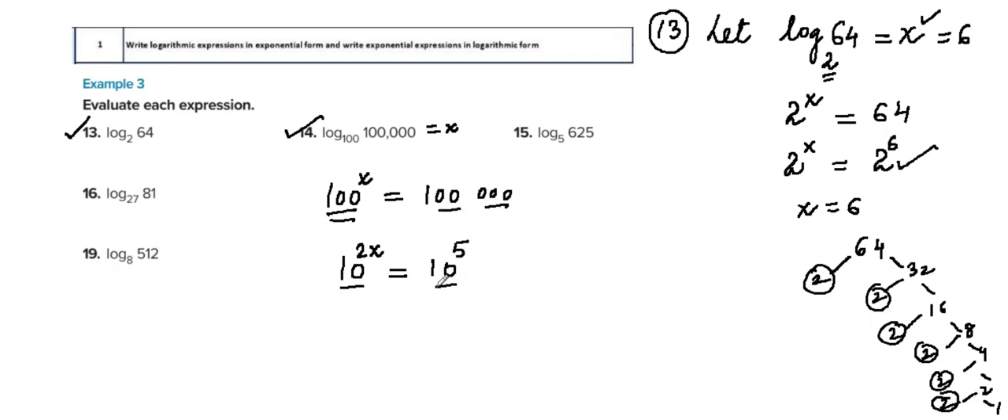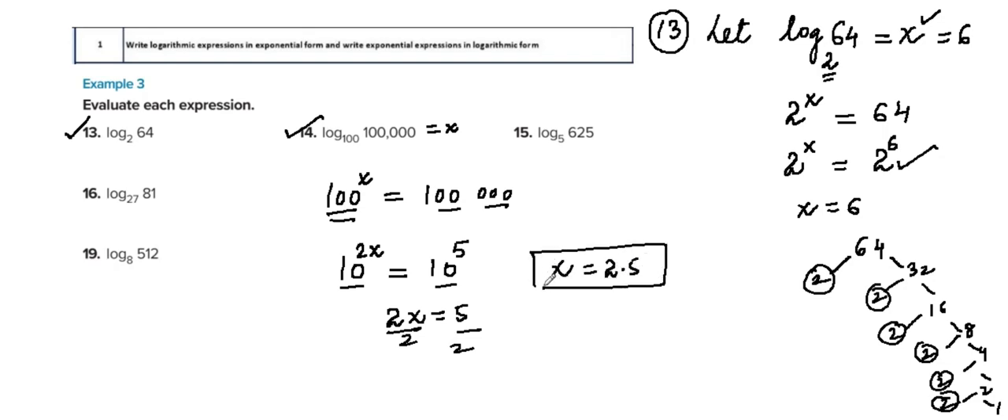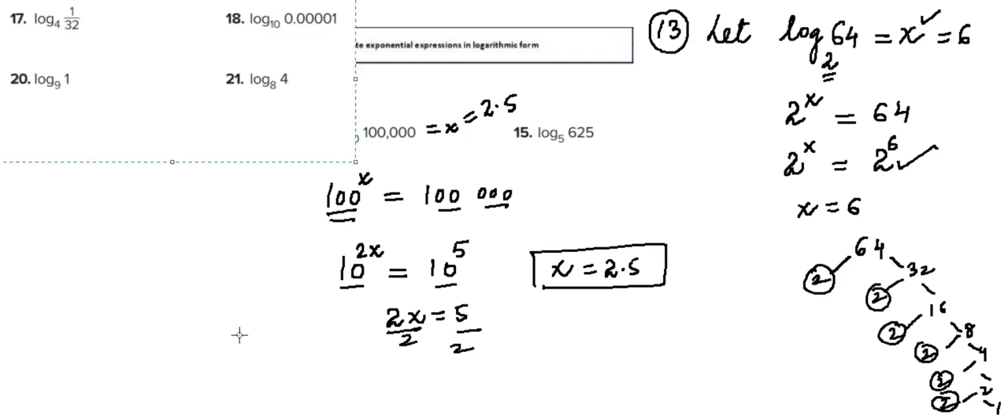So the base is the same, so the powers will be equal. So 2x is equal to 5, divided by 2, divided by 2. So x will be equal to 2.5. So this is our answer. This is the value of x, which is 2.5. The same way you can do the other questions also. There's one question of decimal also, so look at that one too.